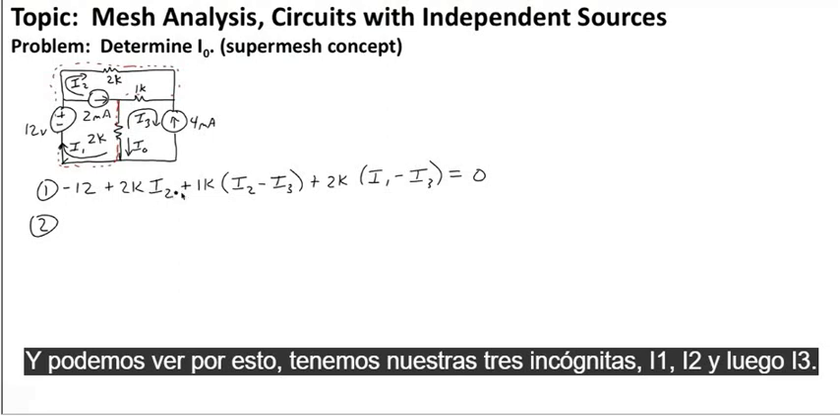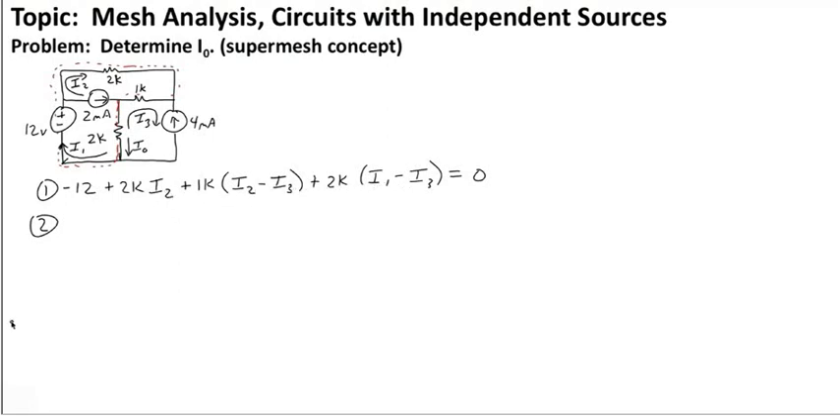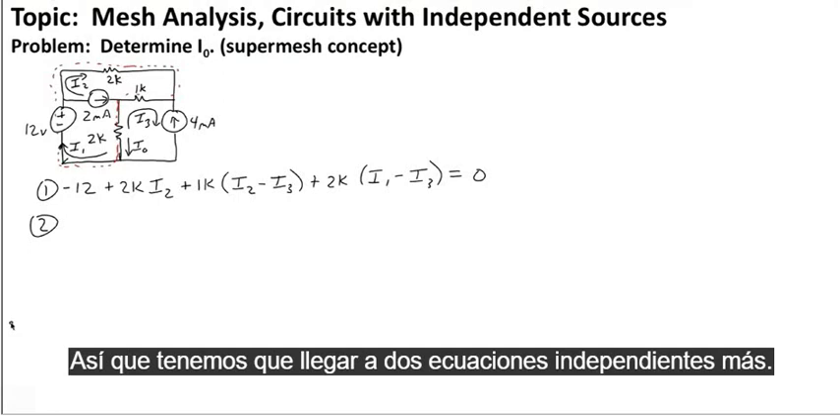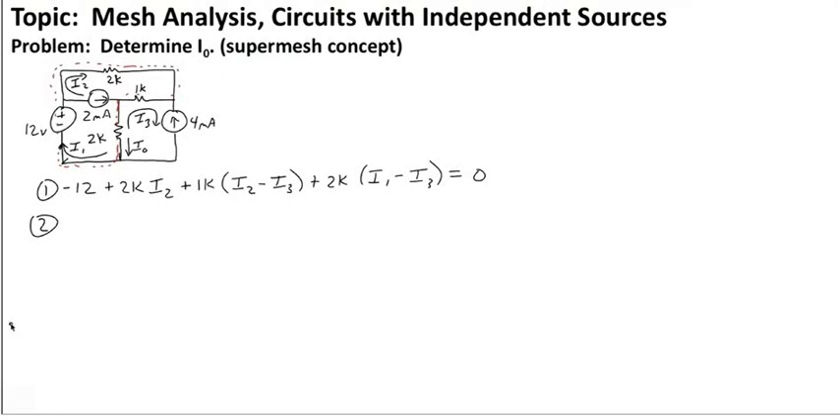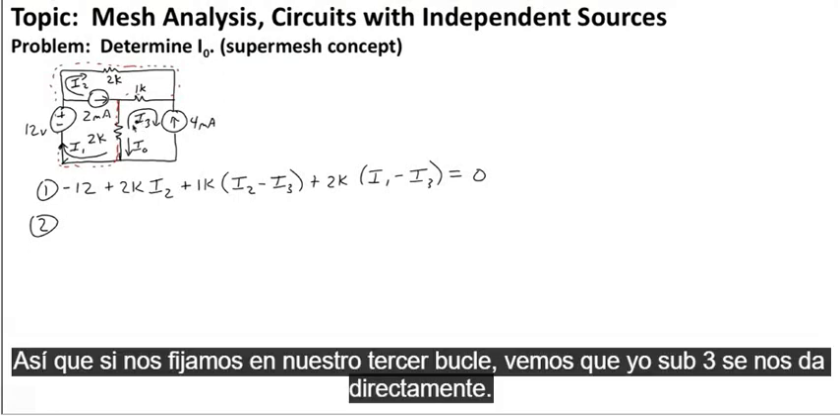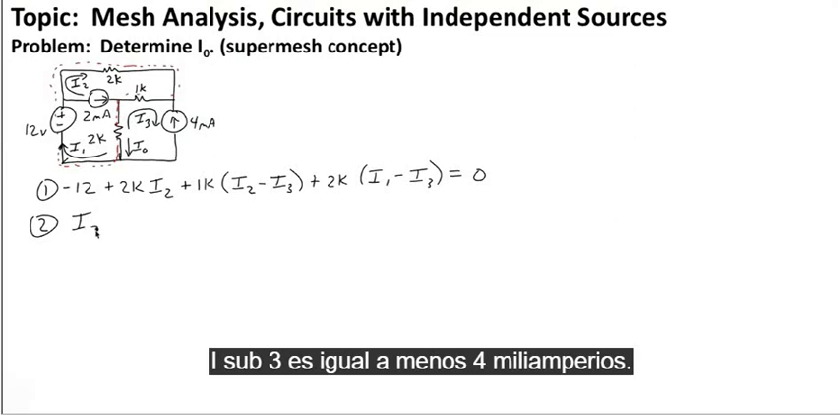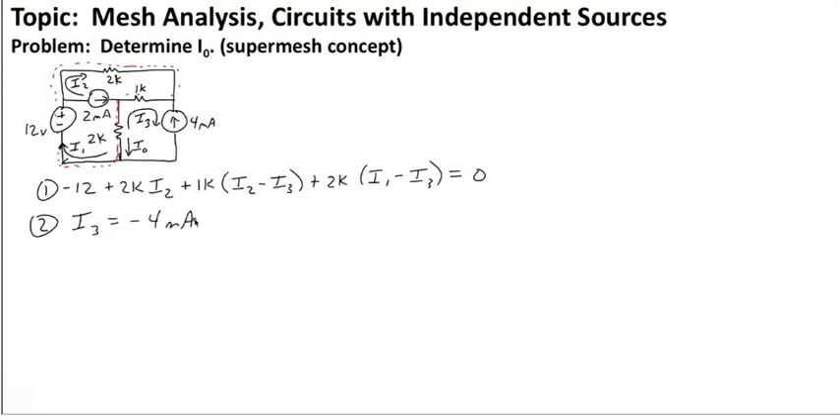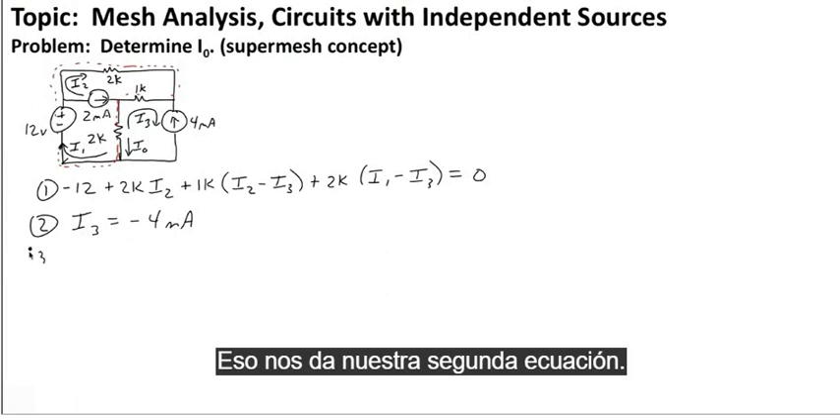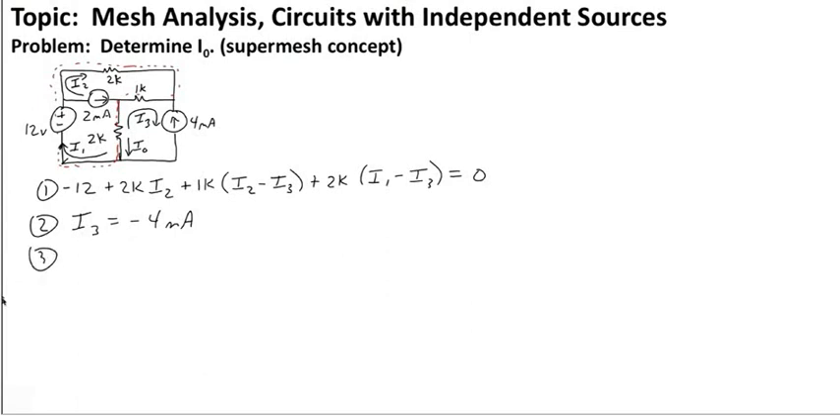And we can see from this that we have our three unknowns, I1, I2, and I3. So we need to come up with two more independent equations. If we look at our third loop, we see that I sub 3 is given to us directly. I sub 3 is equal to minus 4 milliamps. So that gives us our second equation. So we need one more equation.